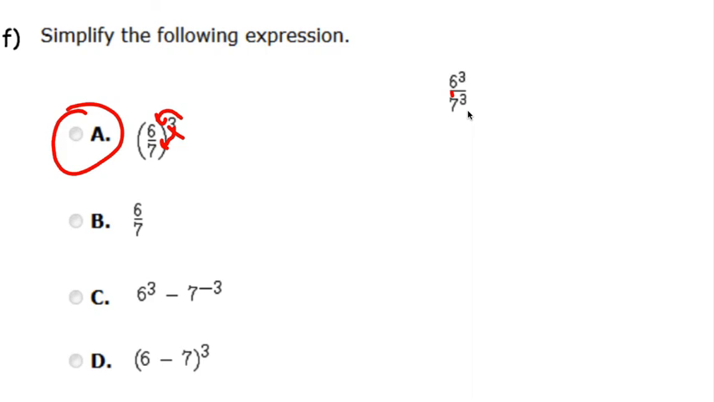Okay, so that's the only thing that we can do there. These ones down here are kind of looking at, well, if we subtract the exponents or something like that, but those do not work. The only thing that works is A. So let me erase all that other stuff so you can see what's happening. If we have 6 over 7 to the 3rd, and we take that 3 and multiply this power of 1 and this power of 1, we end up with what we have here.